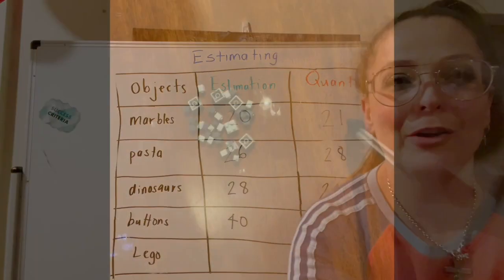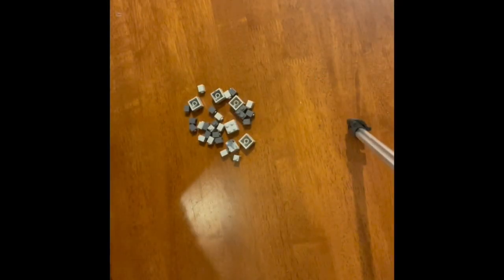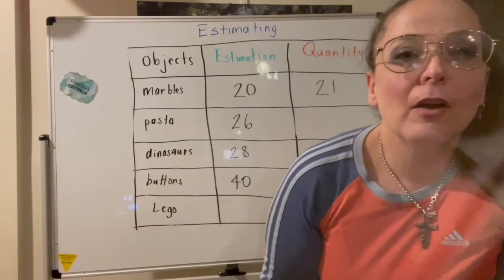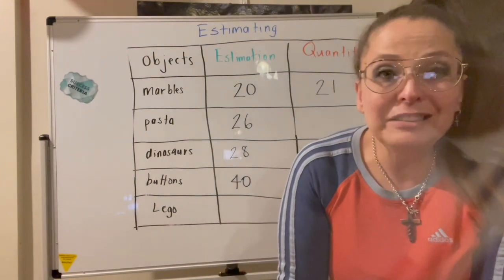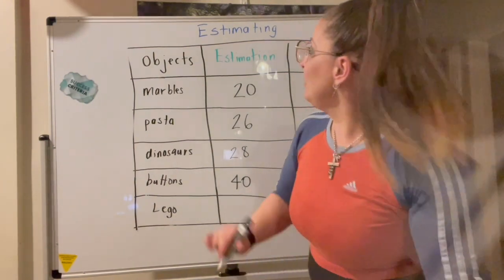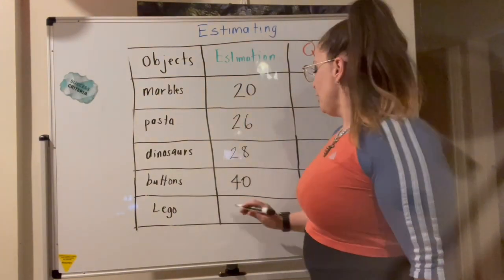Let's move on to Lego. Okay, my last group of objects to estimate is this Lego. I estimate that there are approximately 30 pieces of Lego here. I estimate that there are 30 pieces of Lego in my group of Lego, so I'm going to write that under estimation, Lego 30.